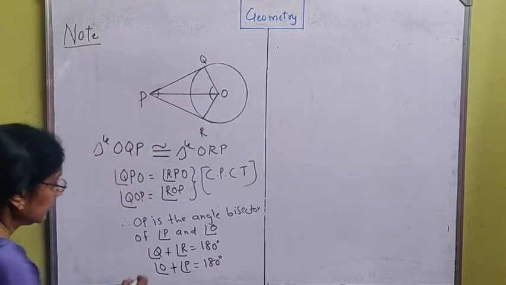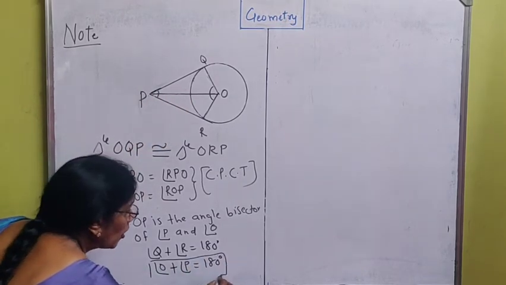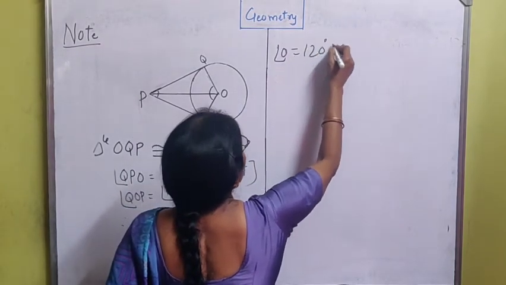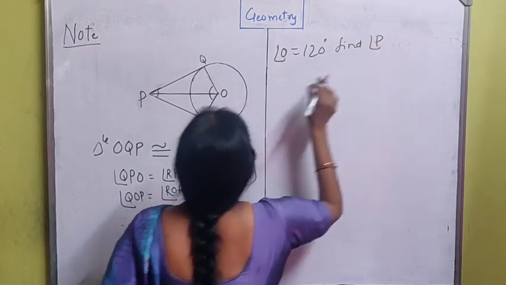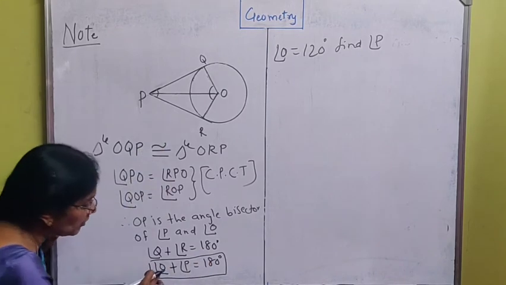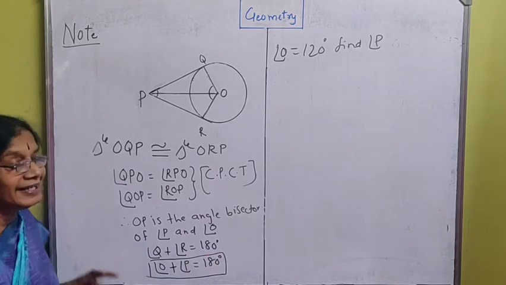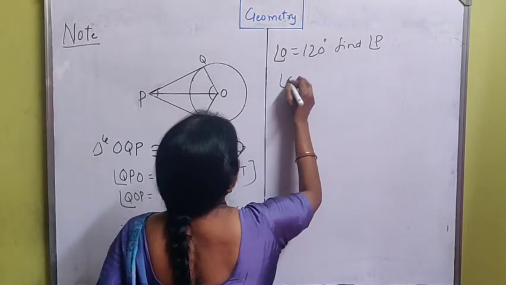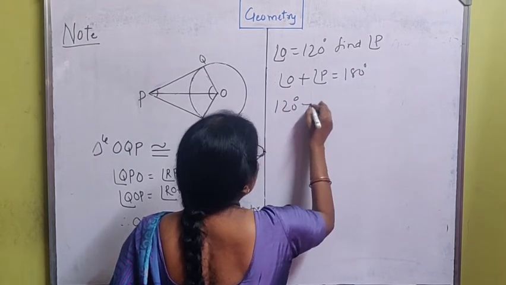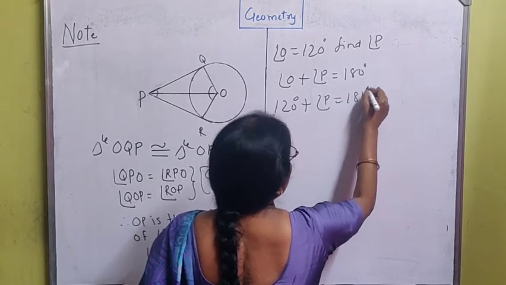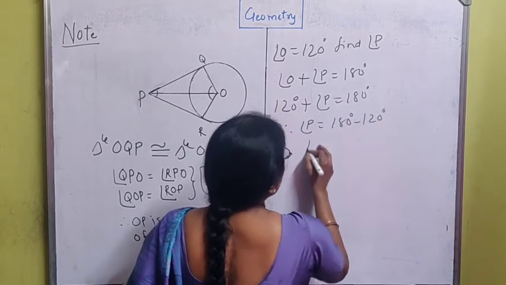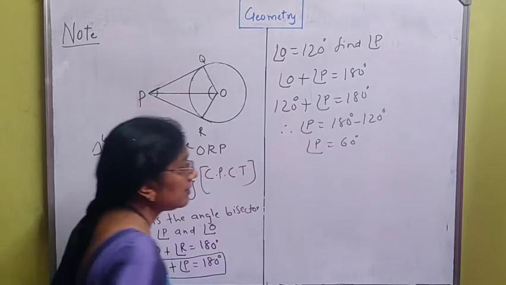This is very important for calculating the sum. For example, angle O is given as 120 degrees. Find angle P. We can use angle O plus angle P is equal to 180 degrees. So angle O value is 120, and 120 degrees plus angle P is equal to 180 degrees. Therefore, angle P is equal to 180 minus 120. So angle P is equal to 60 degrees.